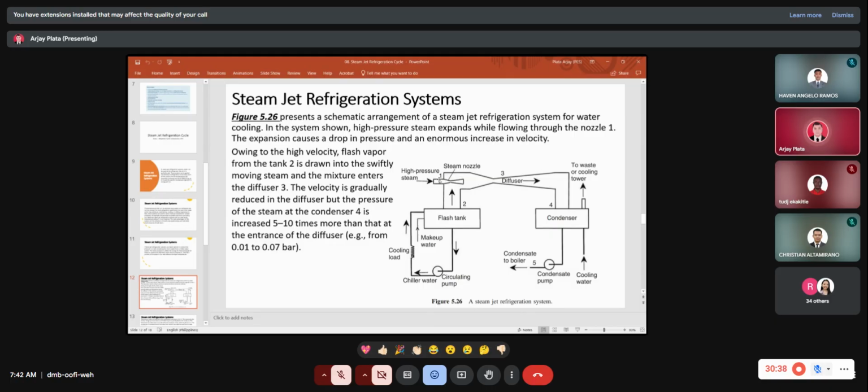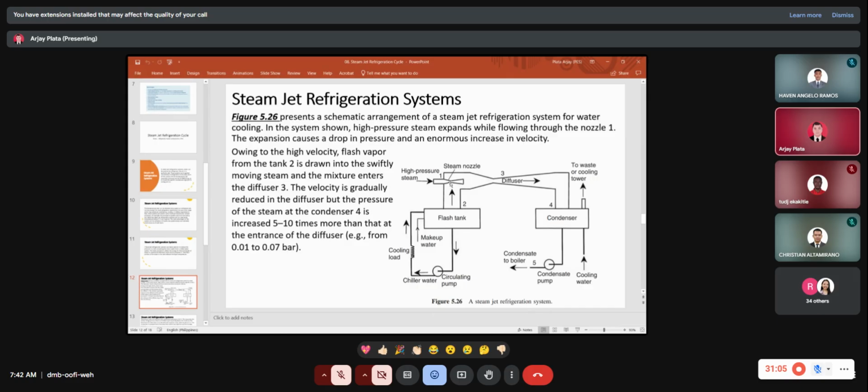So ito pala yung steam ejector, itong yung pinapasukan ng high pressure steam na nozzle. So this is the steam ejector. High pressure steam enters this steam ejector. As you can see, there is a sudden decrease in diameter. So the tendency here is very high. The pressure will be higher because the fluid, the water, or the high pressure steam will be compressed here.